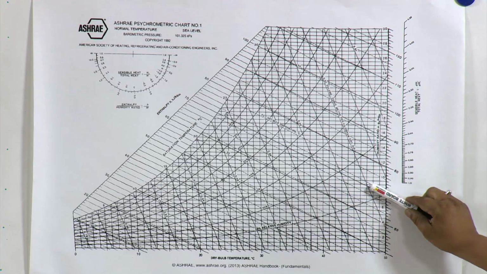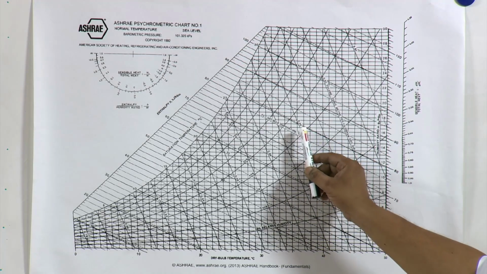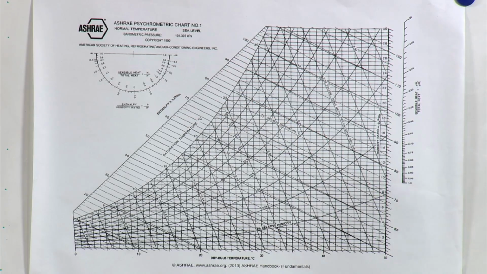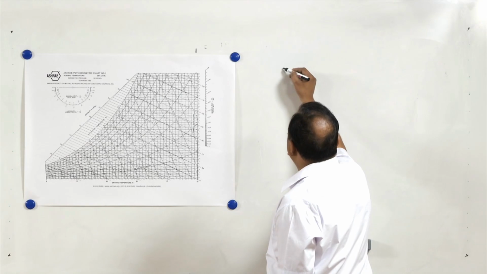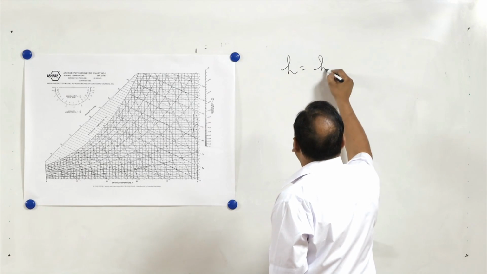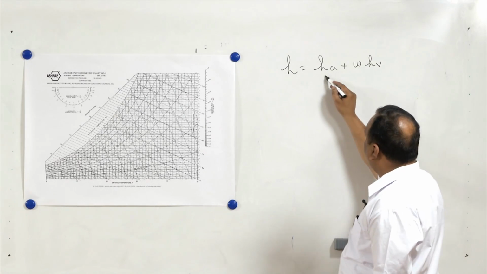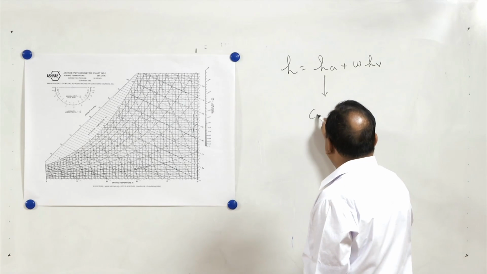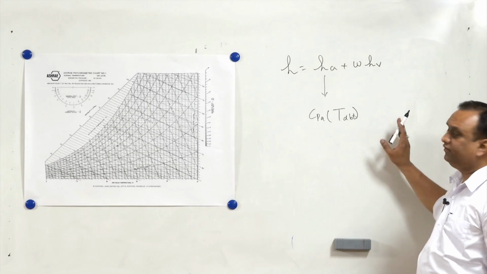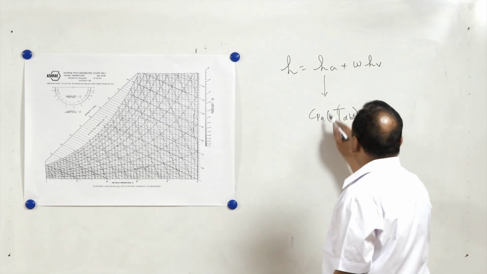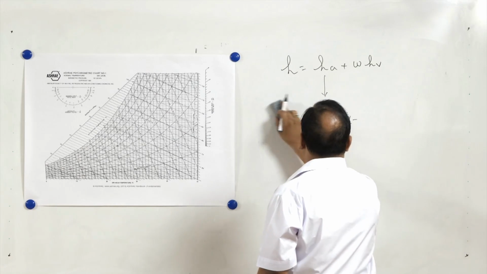Then you can see that there are certain dotted lines. These dotted lines are constant wet bulb temperature lines, and close to these wet bulb temperature lines there are solid lines also. They are constant enthalpy lines. So, the enthalpy of the air-water vapor mixture can be taken as enthalpy of air plus specific humidity times enthalpy of vapor. Now, the enthalpy of air is Cp air times T dry bulb temperature, because the reference point is when the temperature is 0, this is in degree centigrade, and this enthalpy of air is taken as Cpa T dry bulb temperature, and Cpa is also assumed to be 1, so it is going to be like this.